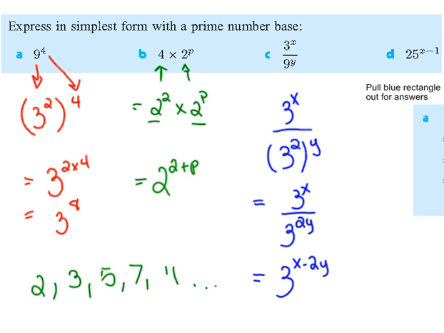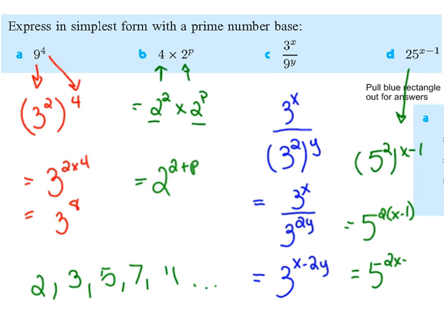Oh, and one more. So here we've got 25. We can write that as 5 squared. Okay, and then again we've got a power to a power, but just be careful to distribute that 2 or else keep it in brackets. So we'll have 5 to the 2 quantity x minus 1, or you can distribute it as 5 to the 2x minus 2. Either way.